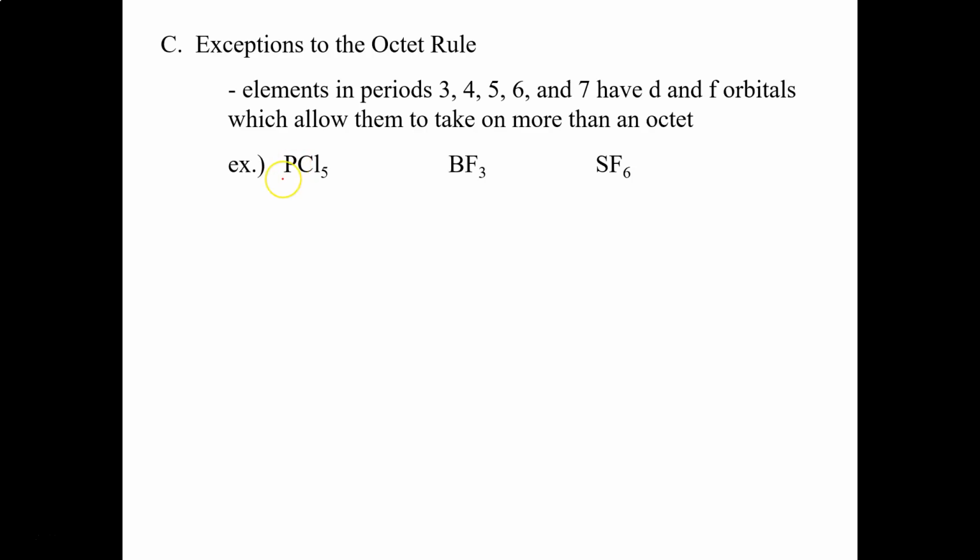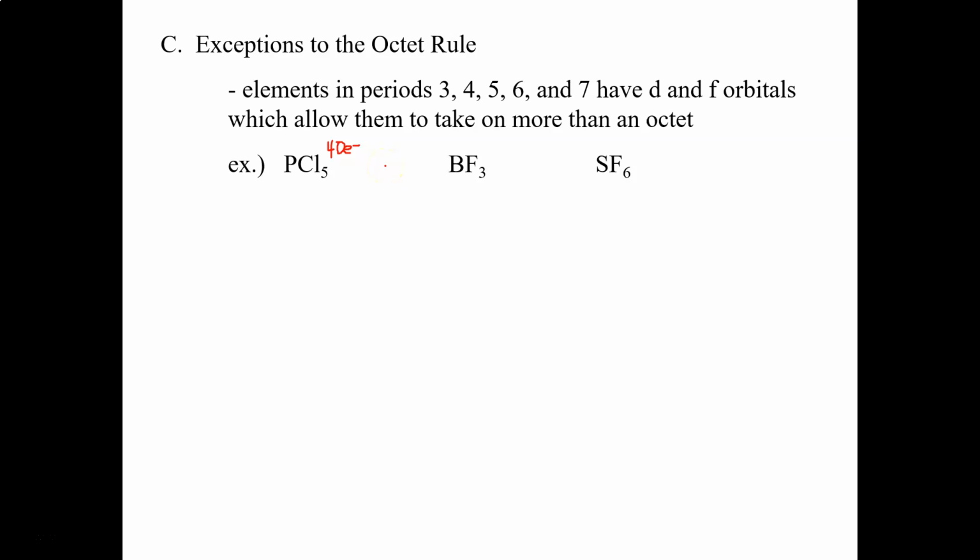The phosphorus here is in group 15, so it has 5. The Cl is in group 17, so it has 7. But there's 5 of them. 7 times 5 is 35. 35 plus the 5 from the P makes 40. So there are 40 valence electrons to work with here. Sounds like a lot, and it is.